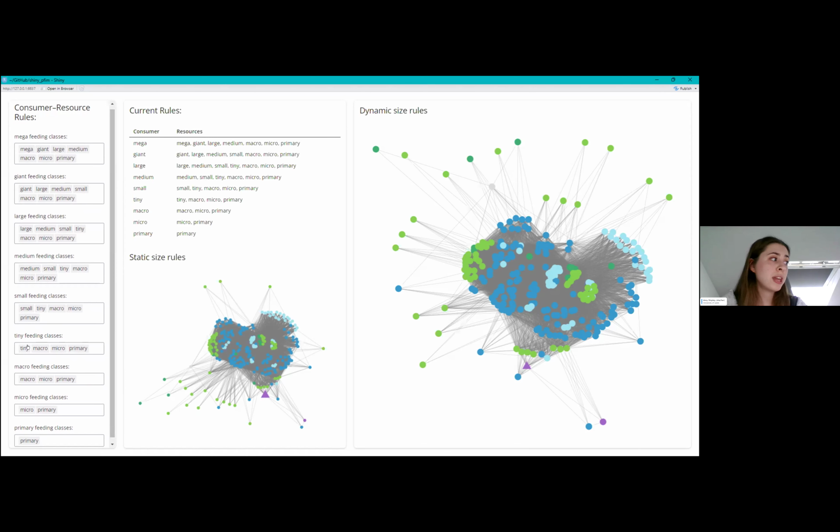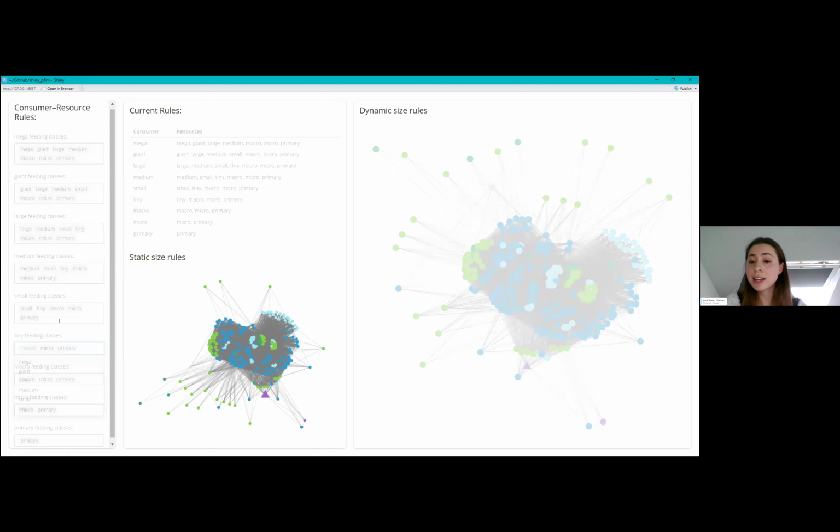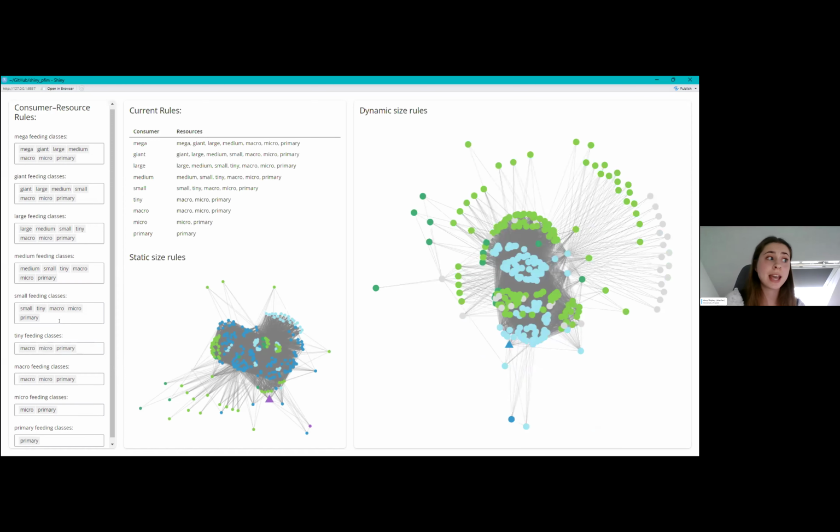So if I was to do something, say, for example, if I was to take the tiny feeding category, currently tiny taxa can feed on other tiny taxa, and they can feed on the microinvertebrate and primary node. However, a lot of my tiny taxa are small fish that feed on other small fish. So if I were to remove the tiny feeding category, so if I said tiny taxa can no longer feed on other taxa in the same size category, all of a sudden there's a whole bunch of taxa in my food web which don't have anything to feed on.